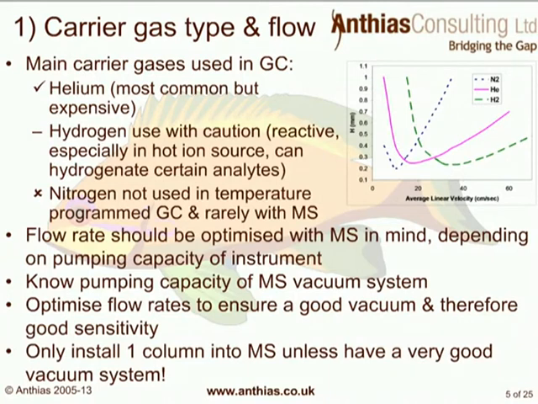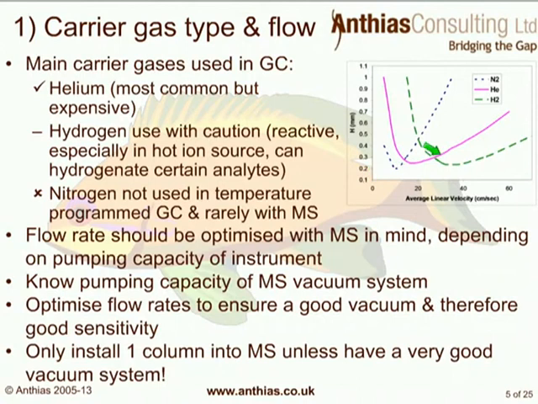When we're thinking about optimizing our flow rate, we should be optimizing it with the mass spectrometer in mind, depending on the pumping capacity of the instrument. If we have a look over here at the Van Deemter equation, we can see that we've got nitrogen, which flows at quite low flow rates to give it an optimal flow at this point here. But as I said, generally nitrogen is not used with temperature-programmed GC. We look at helium, which is the pink line just here. We can see that the optimal efficiency is when we're using a flow rate or an average linear velocity of approximately 20 centimeters per second.